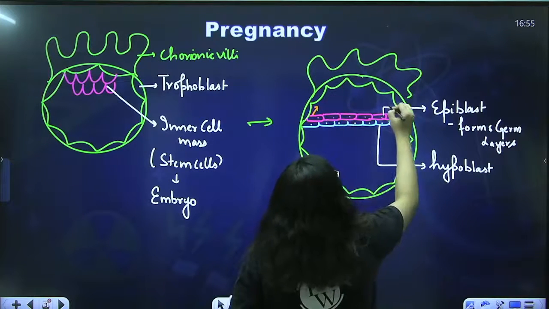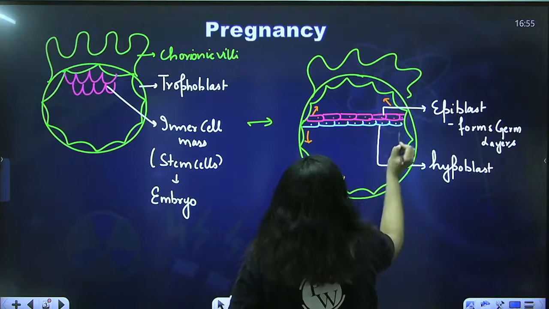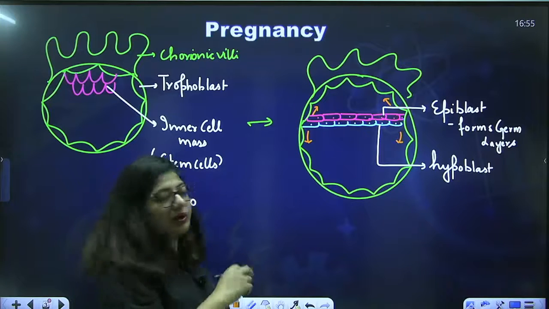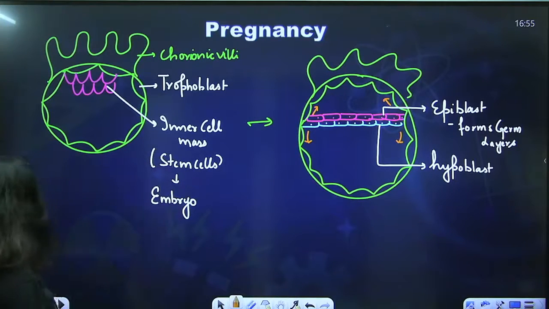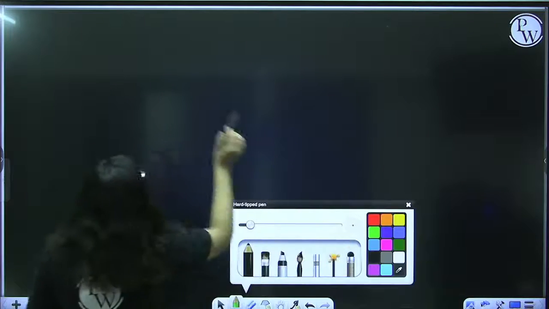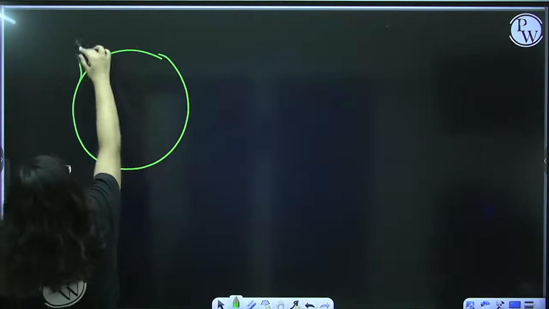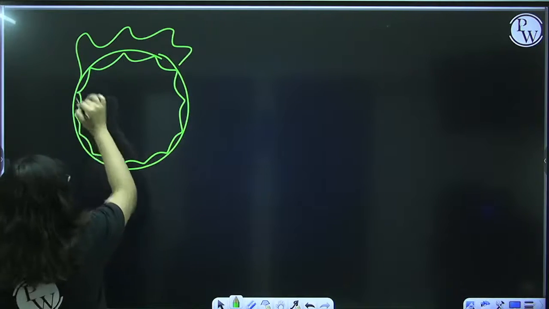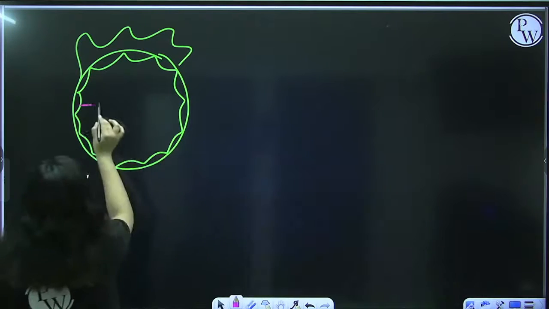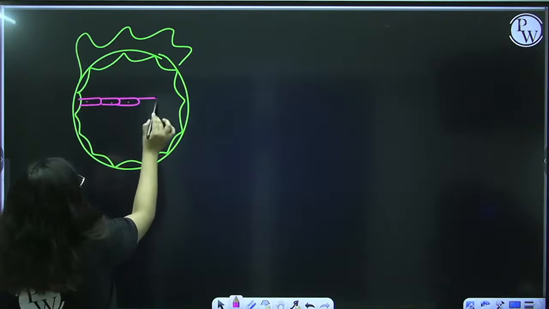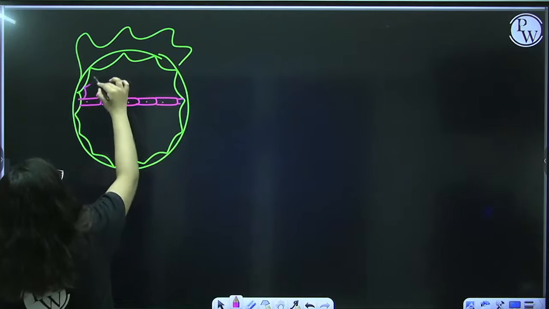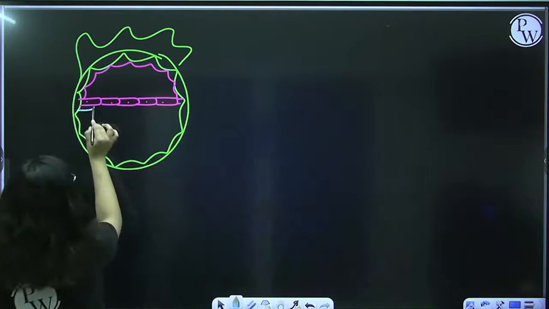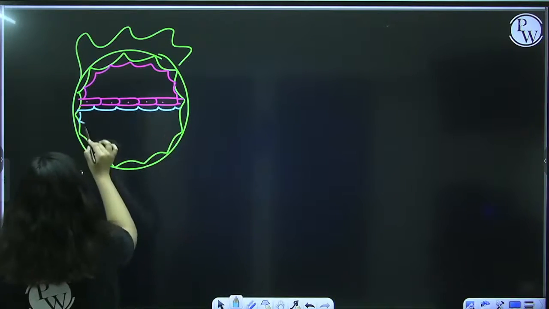Some cells of epiblast will move above, some cells of hypoblast will move below. Now let's see what will happen. This was how it looks like. This is chorionic villi, these are trophoblast cells, and this was your epiblast. As I have told you, epiblast cells are moving above, so it will cover this surface like this. And hypoblast cells are also moving downwards and will cover this surface like this.